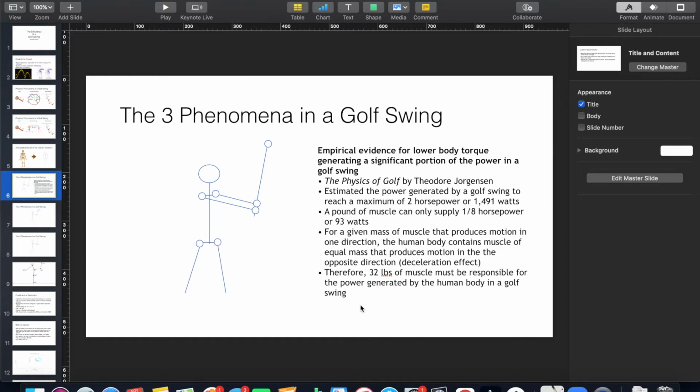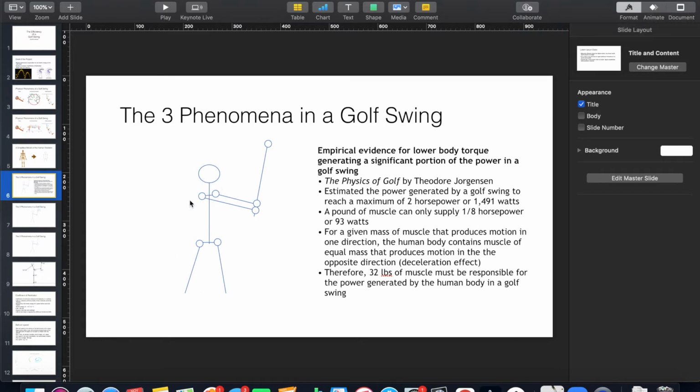So looking at empirical evidence for lower body torque generating a significant portion of the power in a golf swing, in Theodore Jorgensen's book, The Physics of Golf, he used stroboscopic technology to estimate that the power generated by a golf swing reaches a maximum of 2 horsepower, roughly 1,500 watts. Because a pound of muscle can only supply 1/8 horsepower, or 93 watts, and a given mass of muscle that produces motion in one direction must have an equal mass of muscle that produces motion in the opposite direction, there must be 32 pounds of muscle responsible for the power generated by the human body in this golf swing.